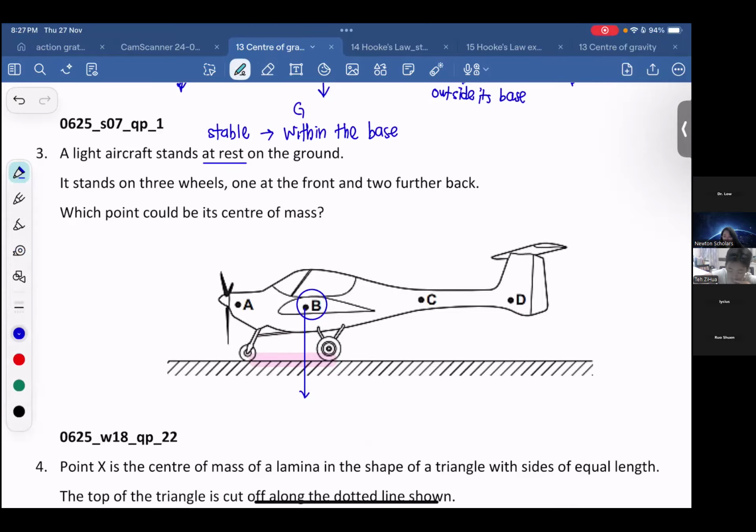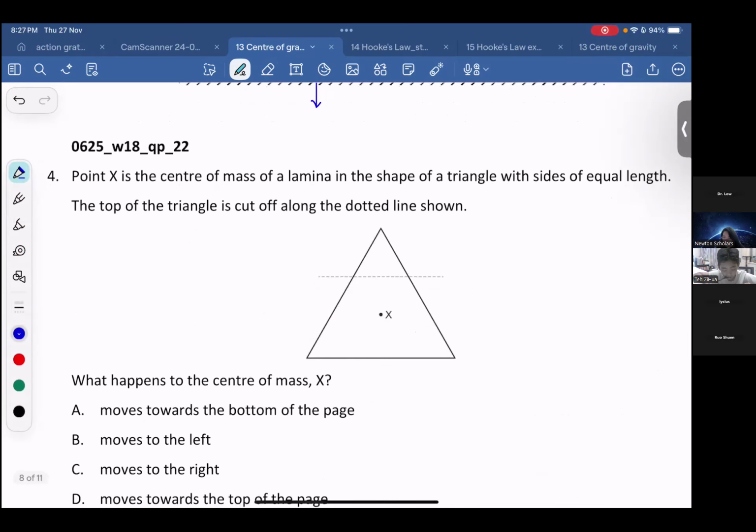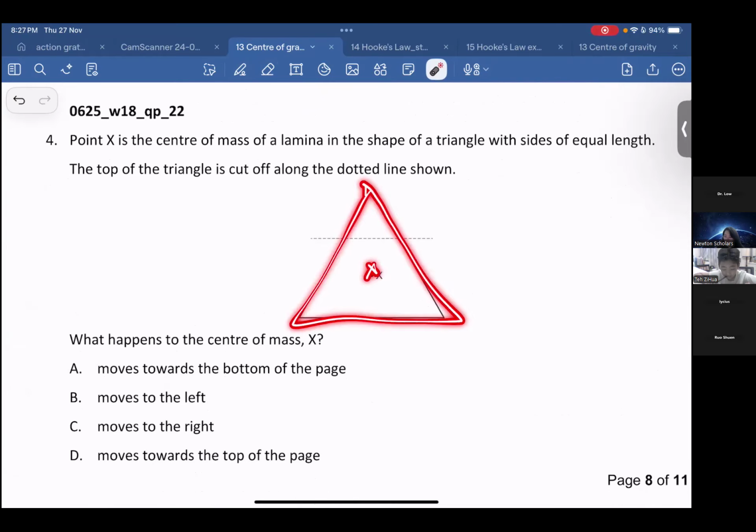We go to question number 4. Point X is the center of mass of a lamina in the shape of a triangle with sides of equal length. The top of the triangle is cut. So right now, what I draw is the new shape. What happened to the center of mass? What do you think? Angeline, correct. How about others?